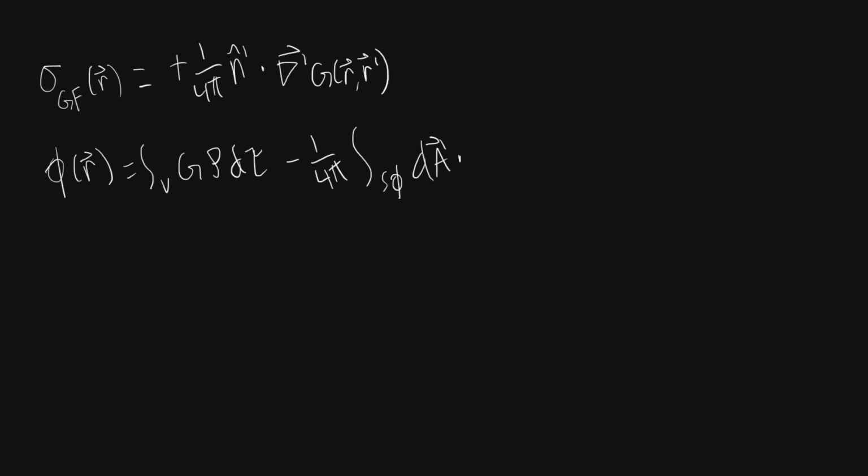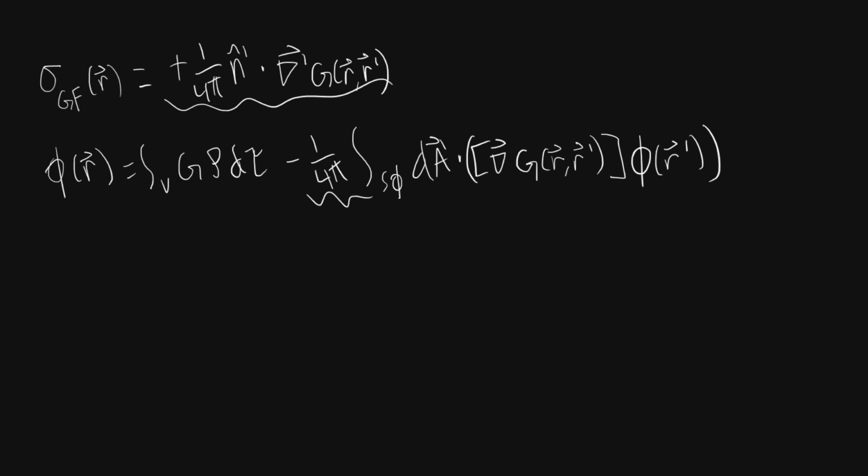if we think back to our equation for phi based on our Green's function, we knew that it was equal to this volume integral of g rho d tau minus 1 over 4 pi times this surface integral of the dA prime vector dotted with the gradient of the Green's function, times phi at r prime.